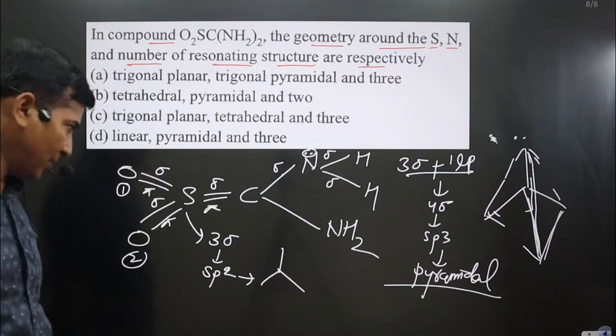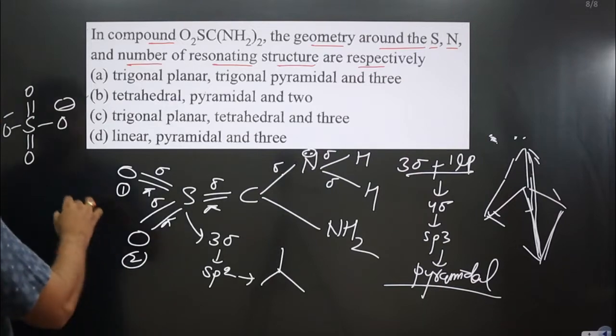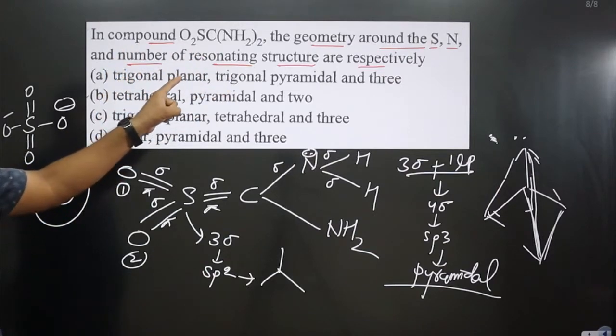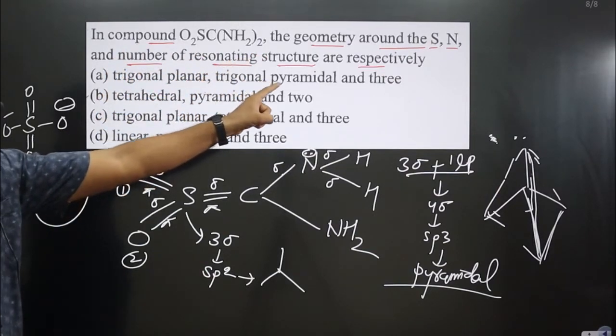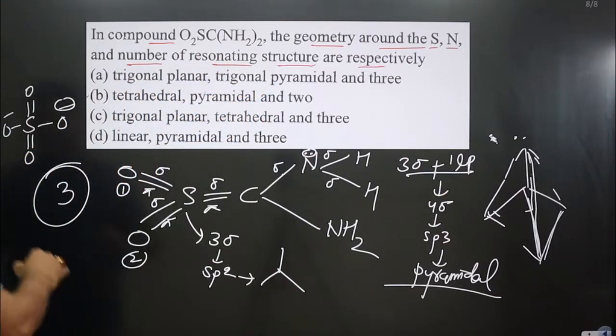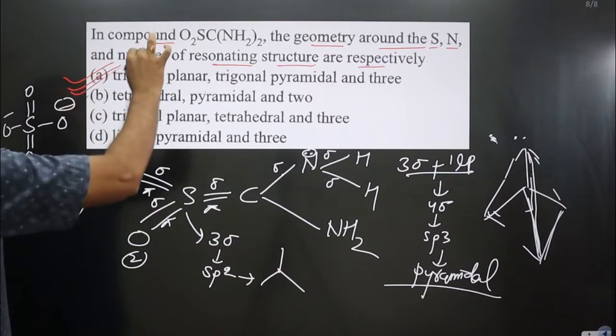An easy way to determine. So the total number of resonating structures for this compound we got is 3. So sulfur is trigonal planar, and nitrogen is trigonal pyramidal shape, and the number of resonating structures is 3. Then we can say option A is correct.